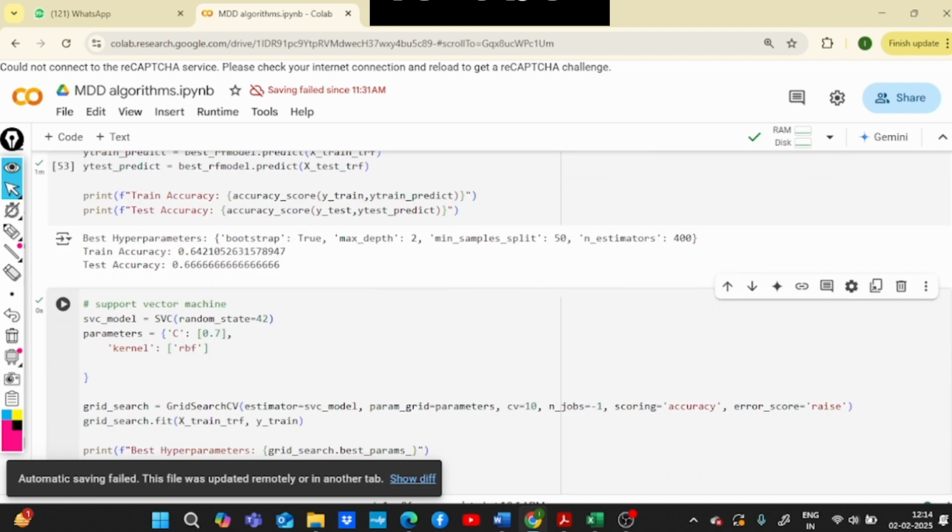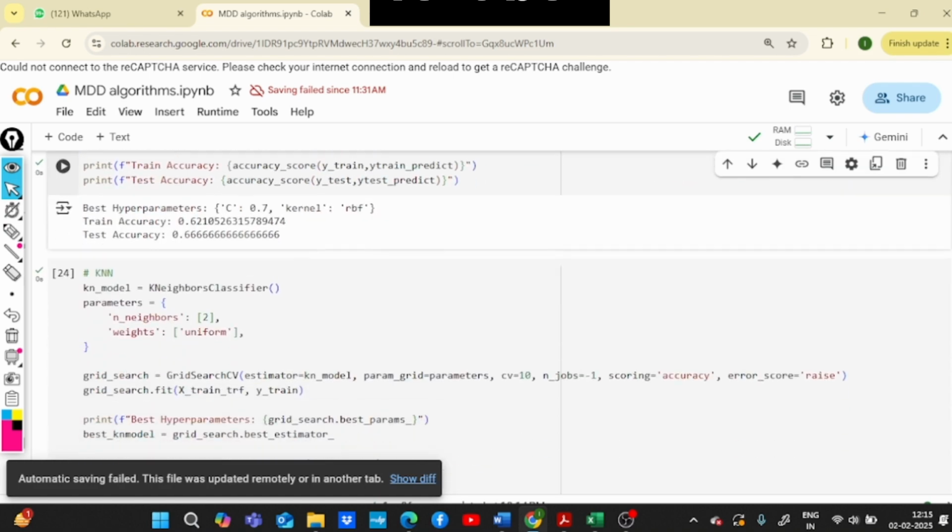Okay, so it is giving 64 and 66. I will not run all of them. I will just send these codes in the group. Please complete.